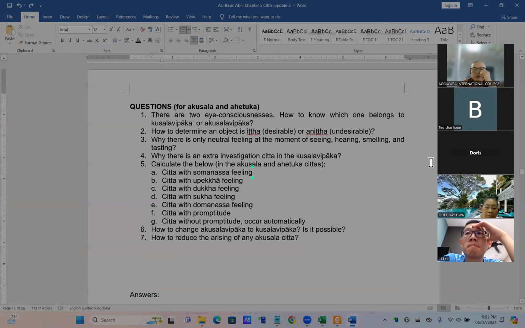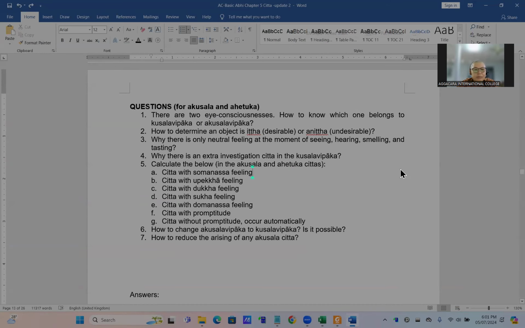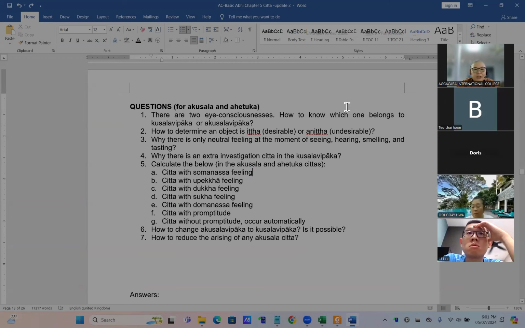Okay, so I think question number 5, I already discussed some of it in the past week. Now, the first question, number 1. This is actually a review before we go to the kusala. We finished the akusala already. There's a first type, and the ahetuka second type.